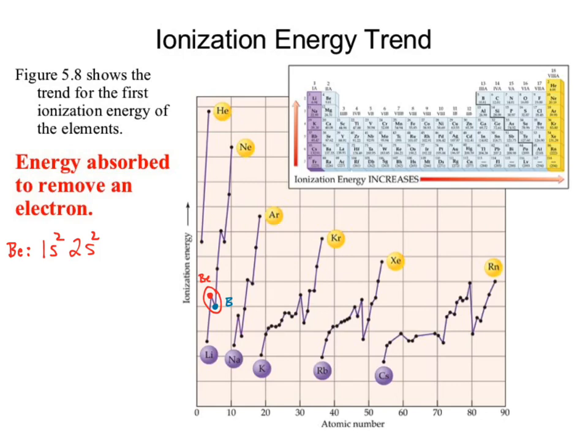What would its configuration be if I removed an electron? So what electron would I remove? I've got 4 to choose from.